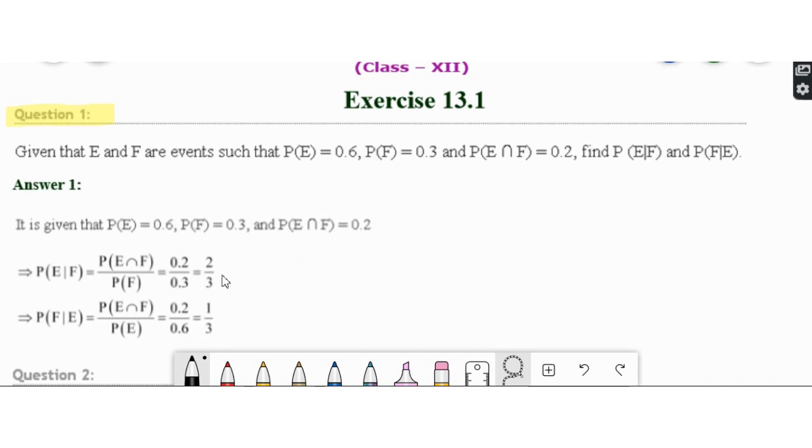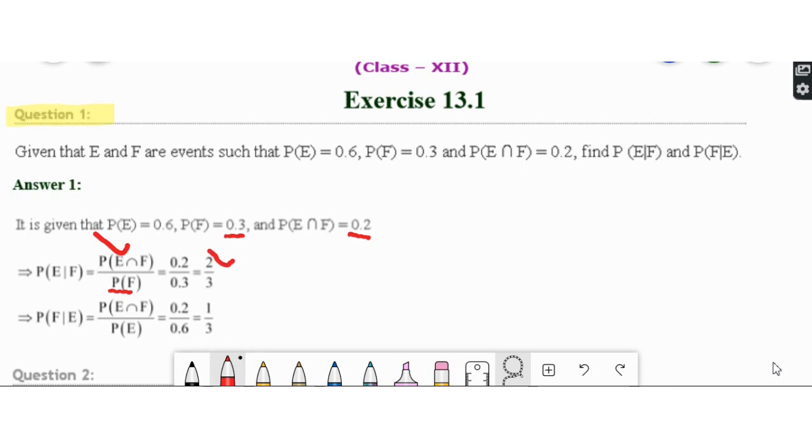Now you are familiar with the formula. P of E by F is equal to, this is the formula that you know very well, that we already discussed. So P of F intersection E upon P of F, because F has already occurred, so that event will come down. Now the value is given, P of E intersection F is equal to 0.2, that you replace, and P of F is 0.3. So your answer is 2 upon 3.